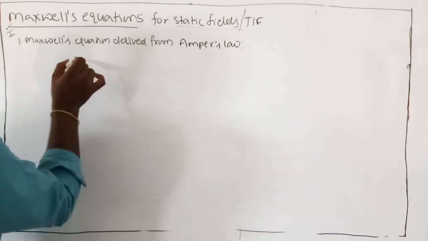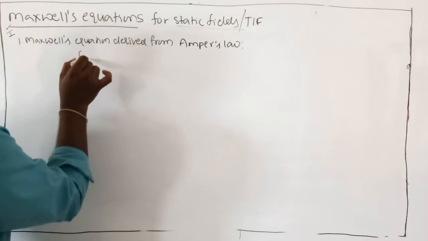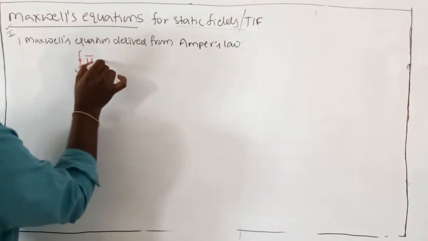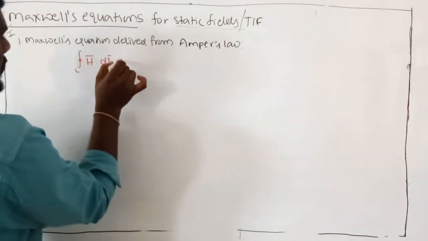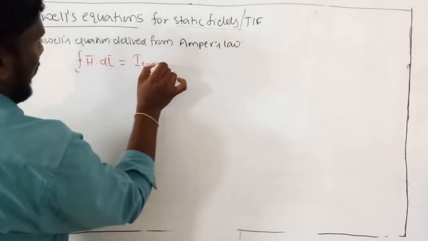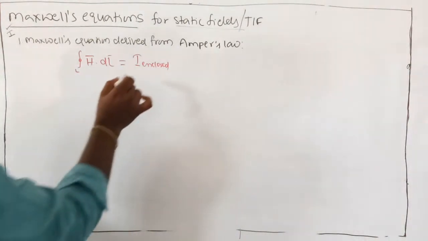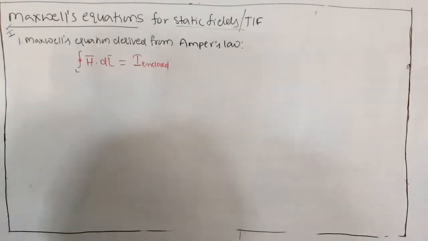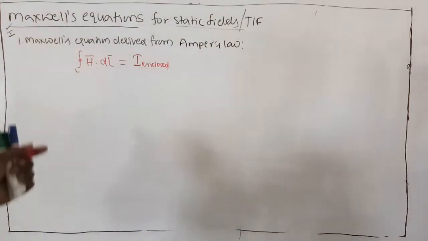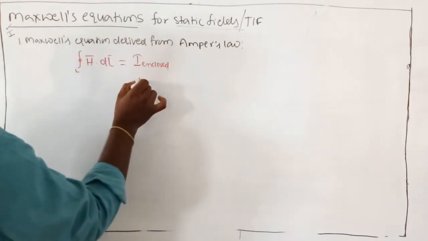So mathematically, how can you express Ampere's circuital law? It is the line integration of magnetic field intensity, that is H bar dot dl bar, equals the enclosed current, I enclosed. Now see, this is the integral form, as this equation consists of integral terms.